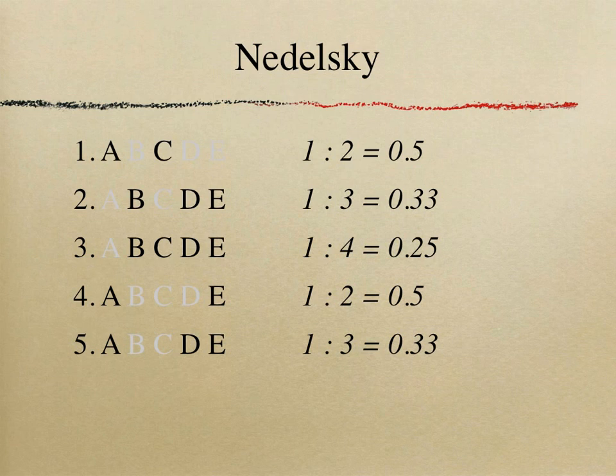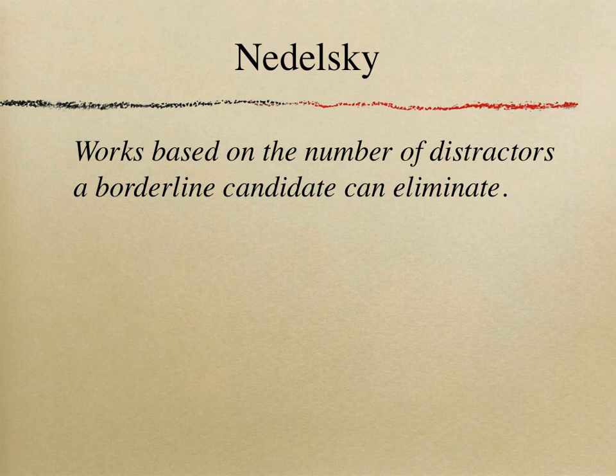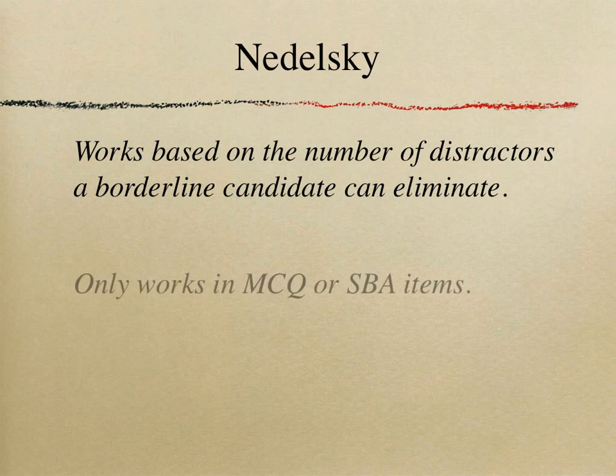So if you then add up all these odds together, you get 1.91, and you had a total of 5 questions, so you divide 1.91 over 5 and then multiply it by 100 to give you the pass score for that given paper, which in this example is going to be 38%. So the Nedelsky method is an absolute method based on the number of distractors.